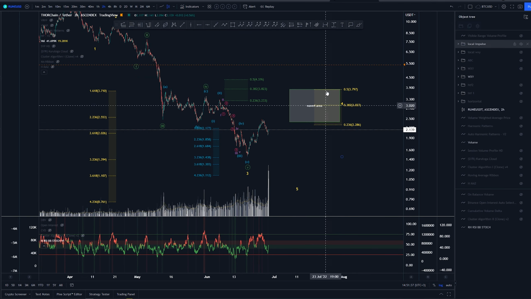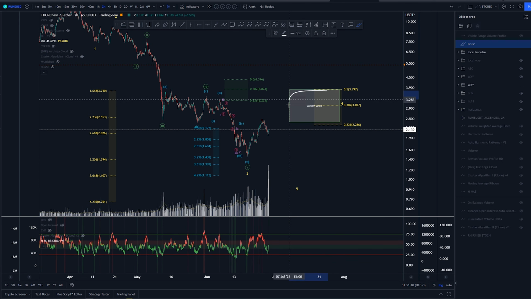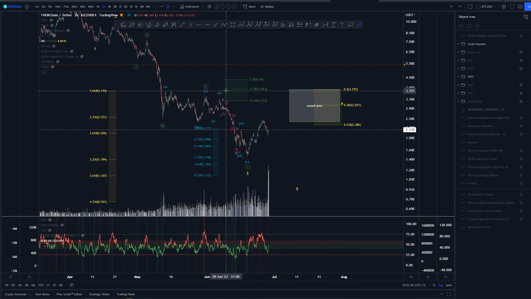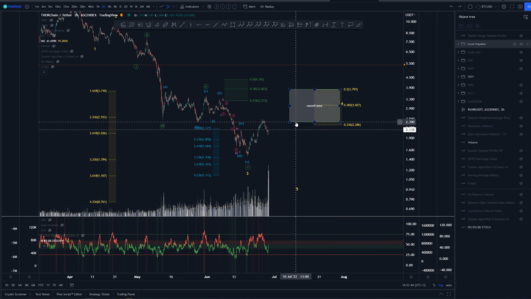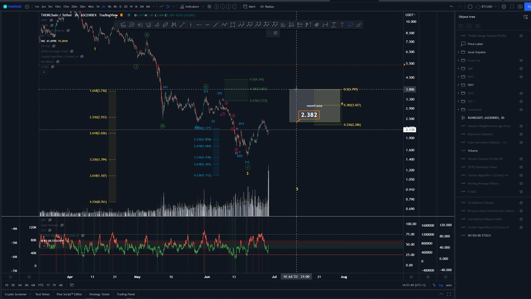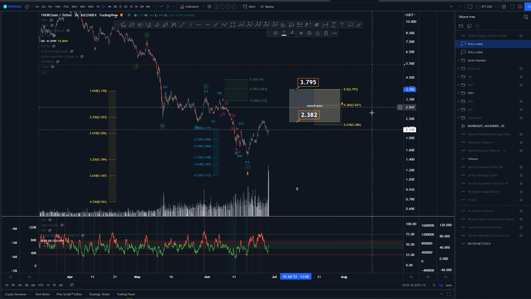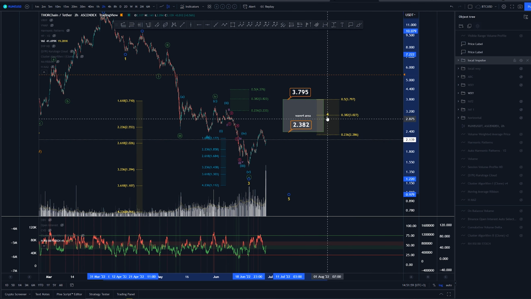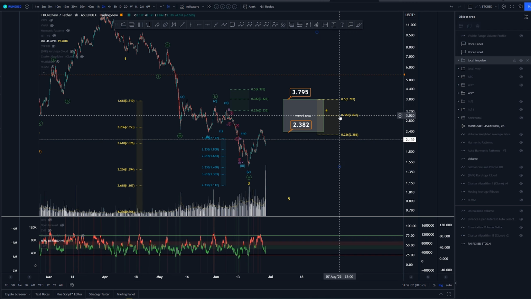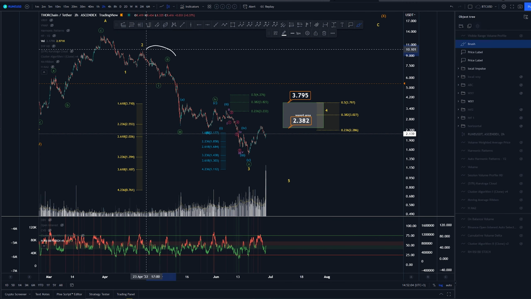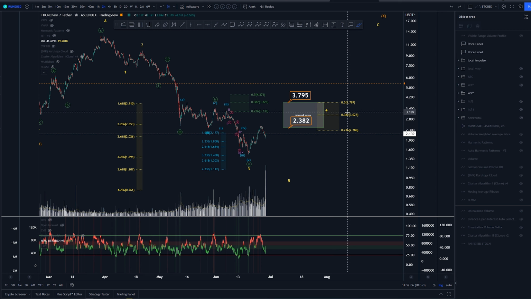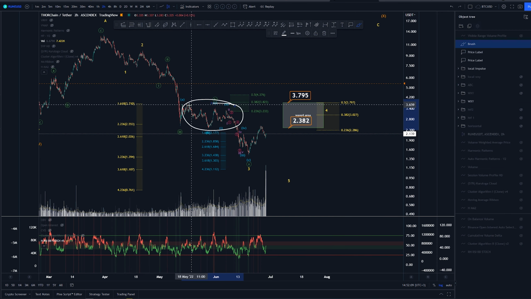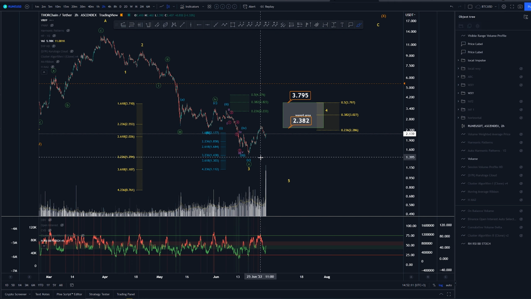At this point, we would be looking for a 3-wave structure into this previous wave 4 area here. Again, starting from the $2.39 area all the way to the 0.5 retracement of around this $3.79 area. That is our expectation for the wave 4. The 0.382 retracement of that third wave of this structure here would be around the $3 area, so we would be getting back to this structure here.